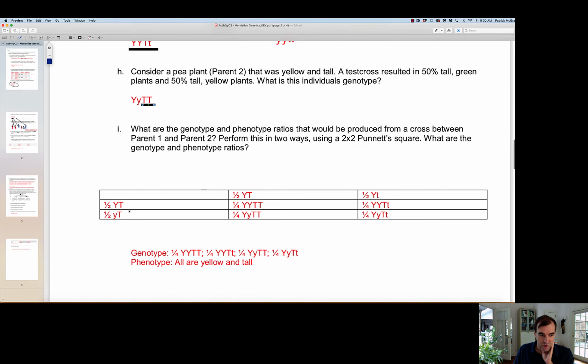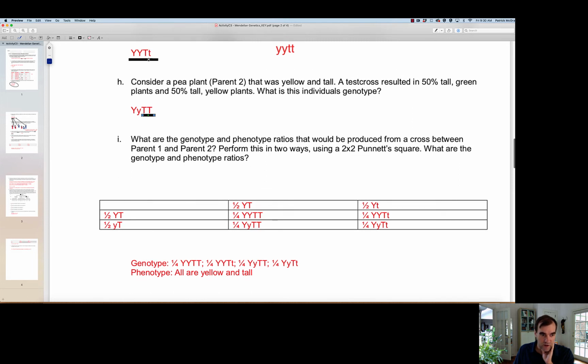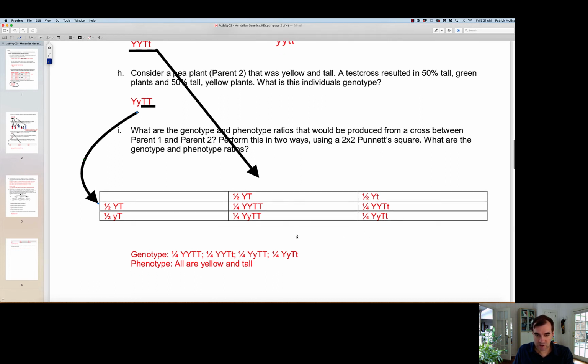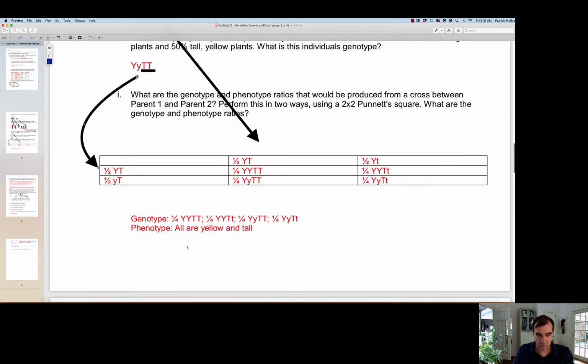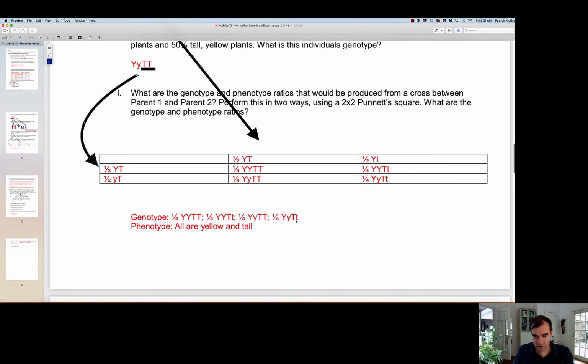So if we do a Punnett square, we figure out, okay, what are the alleles that this individual can produce? So the gametes that this individual can produce are big Y big T, or big Y little t. And then we draw the gametes that the other individual can produce on the other side of the square, big Y big T, little y big T. And so we just follow this through and do the Punnett square. So there's 4 different genotypes that are produced here, and all of the offspring are yellow and tall because, if we actually figure out the phenotype of these, it's all going to be the same.